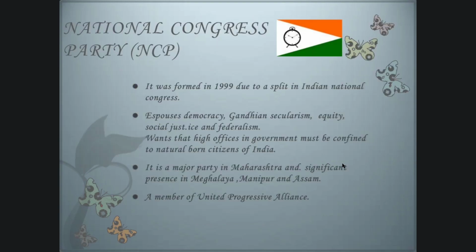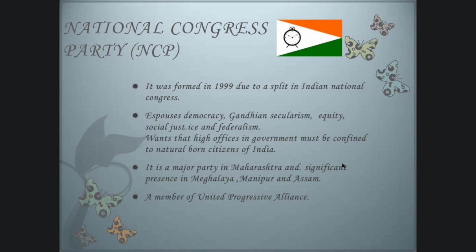Now, National Congress Party. It was formed in 1999 due to the split in Indian National Congress. When Indian National Congress split, the other party that came from it is the Nationalist Congress Party (NCP), which espouses democracy, Gandhian secularism, equity, social justice, and federalism. These are its beliefs. It wants that high offices in government must be confined to natural born citizens of India. They believe that the high offices of government must be held only by natural born citizens of India. It is a major party in Maharashtra and has significant presence in Meghalaya, Manipur, and Assam.